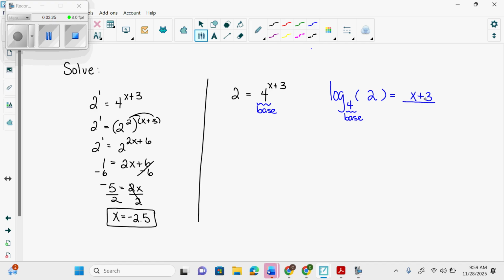So put the base in first. What's friends doesn't stay friends. So if these are together, they're not going to stay together. It's going to be the other number. So it's 3 pieces of information. And then how would I get x by itself? I would subtract 3. So I'm going to get x equals log base 4 of 2, which is a button in your calculator, minus 3. Because I just have to subtract that 3 over.